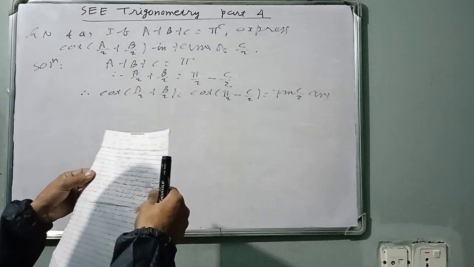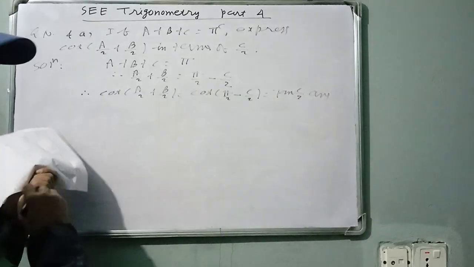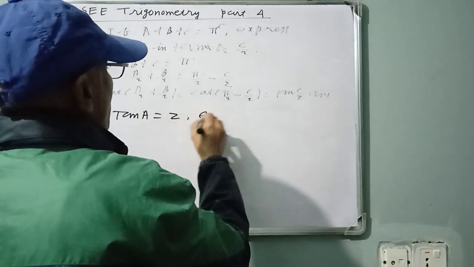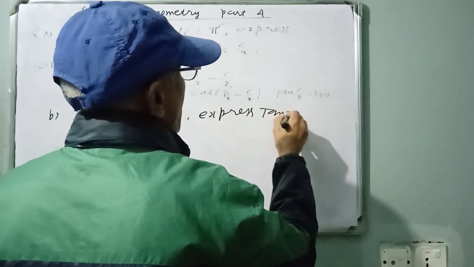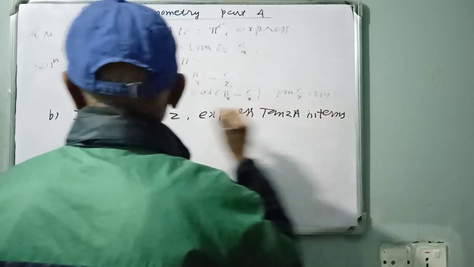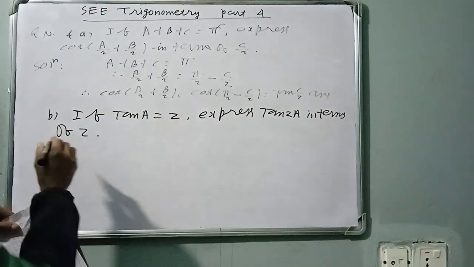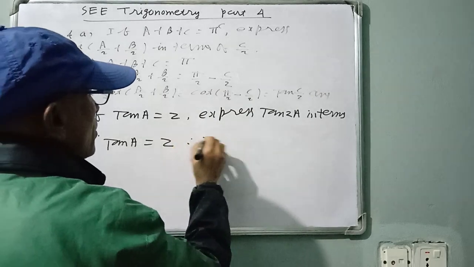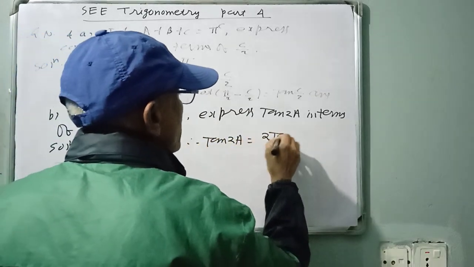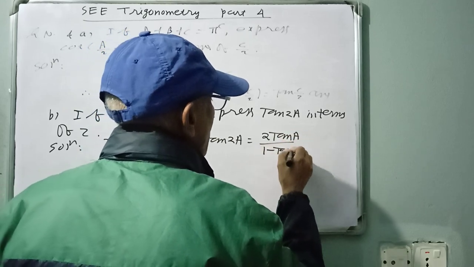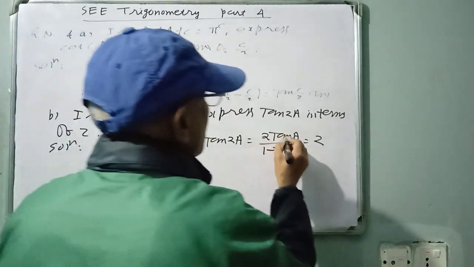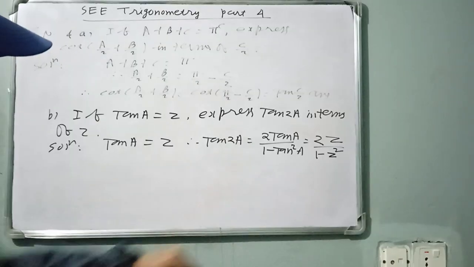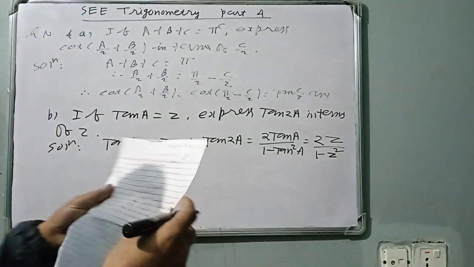Now, another question is also there. Question b: if tan A equals Z, express tan 2A in terms of Z. Now, solution is this. We know tan A equals Z, given. Therefore, tan 2A equals 2 tan A upon 1 minus tan square A, which is 2Z upon 1 minus Z square, because tan A equals Z. So, tan 2A equals 2Z upon 1 minus Z square.